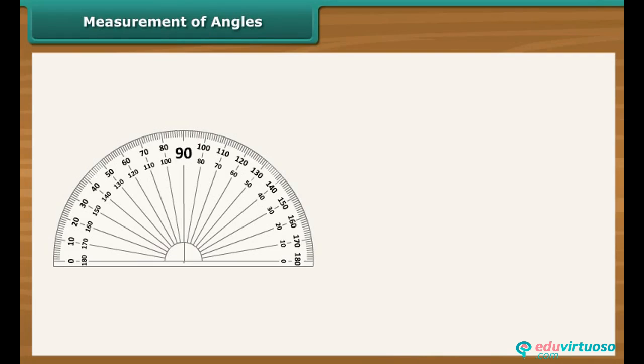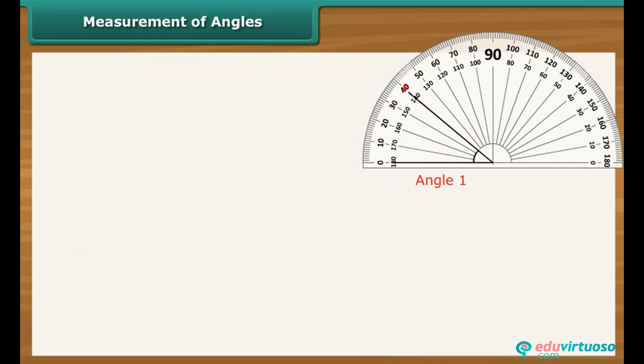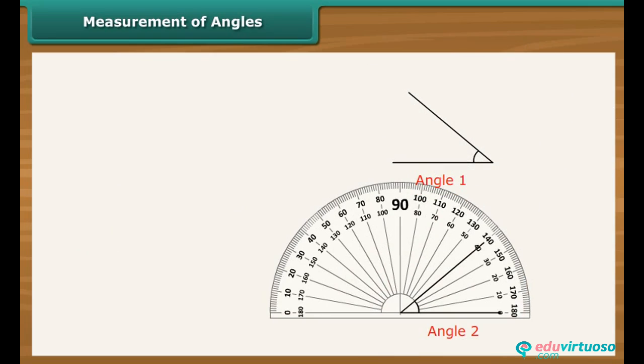A protractor is a semicircular geometric instrument with markings from 0 to 180. These markings represent degrees. The outer markings are used to measure an angle whose vertex is formed on the left. The inner markings are used to measure an angle whose vertex is formed on the right.